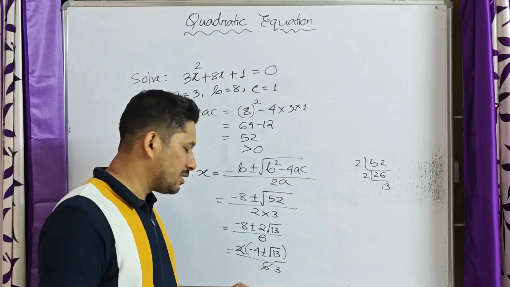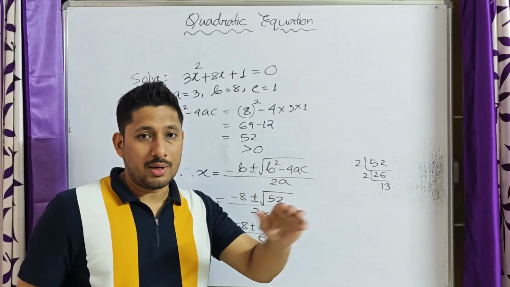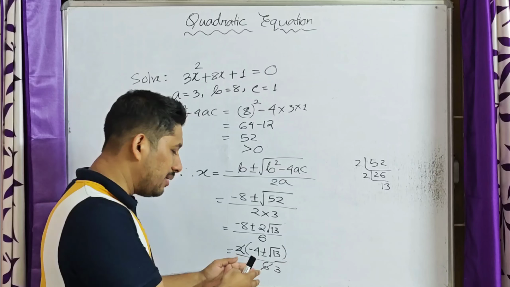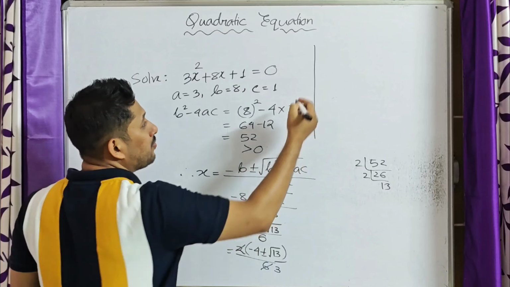What is the meaning of plus minus? That means 1. Remember in factorization we wrote either or, that means 2 times we solved the question. Similarly here also it will be either and or. Let me show you in this way.